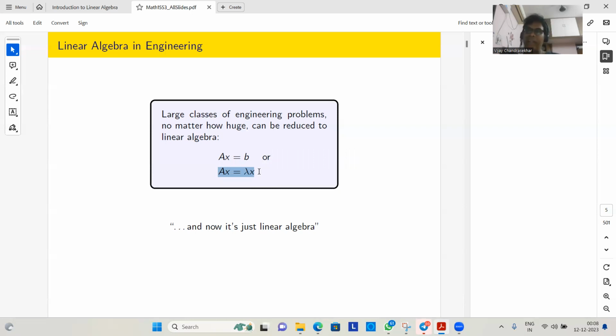And interestingly, the PCA problem can be reduced to an AX = lambda X. And if you solve this, you would get what are called eigenvectors. And each of the eigenvectors is an extracted feature.